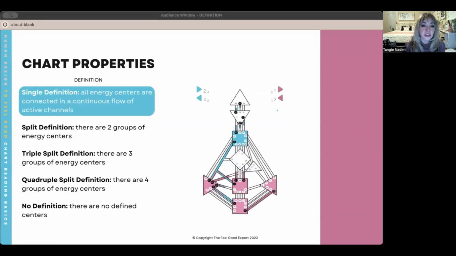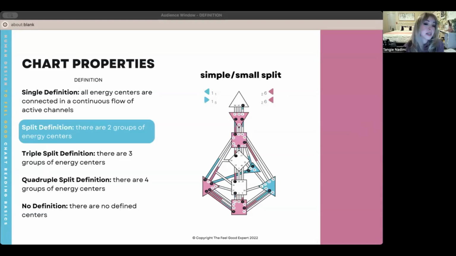So our first one, all energy centers are connected in a continuous flow of active channels. Here's an example for you. We see that 5 energy centers are colored in, and we can follow the path via channel to make sure that they are communicating with each other in a continuous flow. So we start with the solar plexus. There is a channel here taking us to the root center. And then there is a channel here taking us to the spleen center, a channel to the sacral, and the same channel taking us up to the throat center. So that is a single definition body graph.